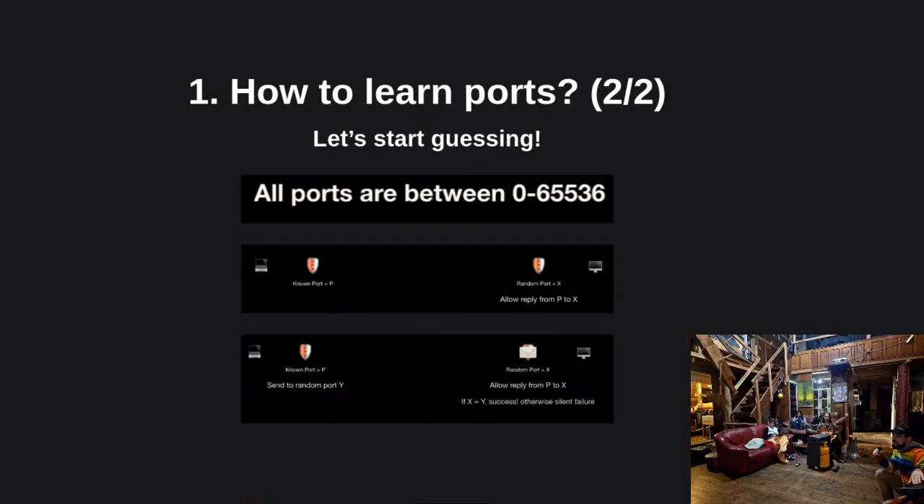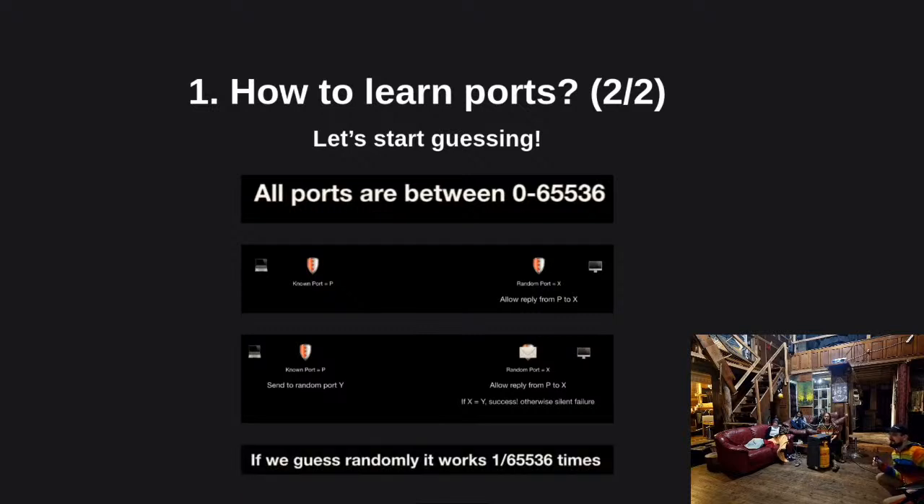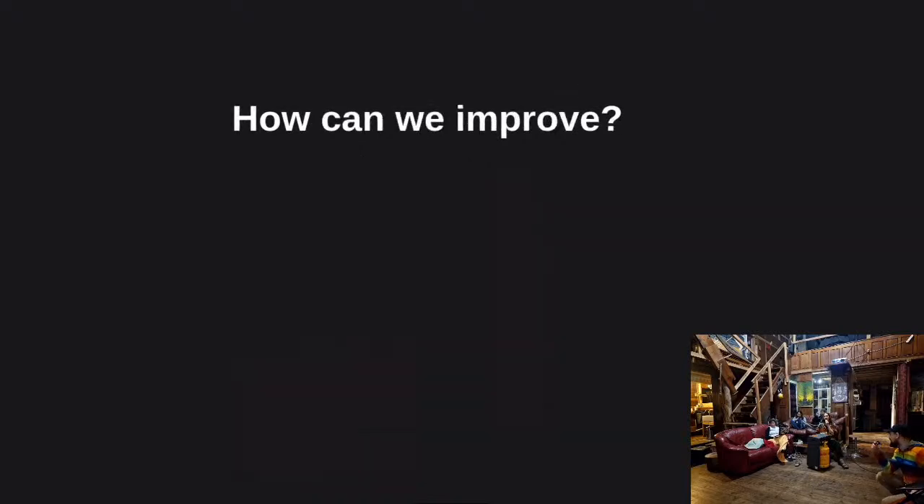Therefore, peer A can send a message to port Y. And if by any chance X and Y are the same, it would work. Otherwise, it wouldn't. So we just have to guess, and there are a lot of possible guesses. So that could take some time. Can we improve that?